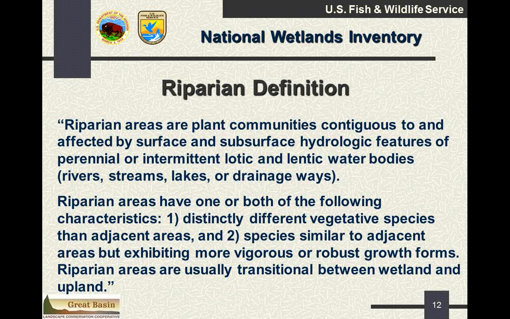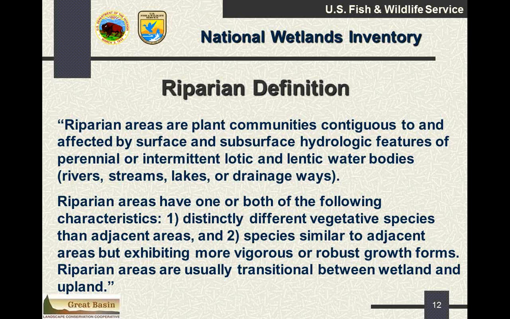So we ended up developing a riparian definition in our riparian classification system to actually map the upland portion of riparian. And I wanted to point this out mainly because when I talk riparian, it might be different from what you're thinking. Because a lot of times people think of riparian as being both the wetland and the upland portion. And it is, but just for mapping purposes, we've separated it. So basically our definition: plant communities that are contiguous to and affected by surface and subsurface hydrologic features of perennial or intermittent lotic or lentic water bodies.